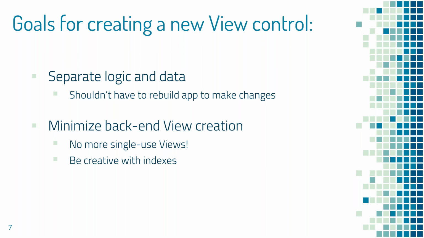And then finally, we want to be able to minimize back-end view creation. So we've all been there. You have an application, you're sorting by one field or categorizing by one field. You have another view that has the exact same data and categorizes by a different field. And that's the only difference between the two views. So you have two views, two indexes, and I want to try to eliminate those scenarios. So as you can see there with that bottom bullet point, be creative with indexes.